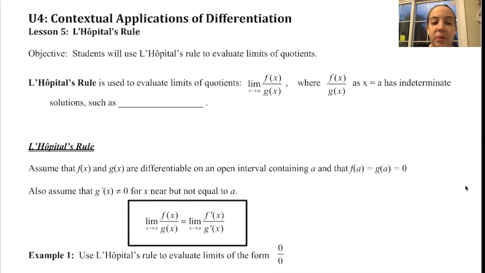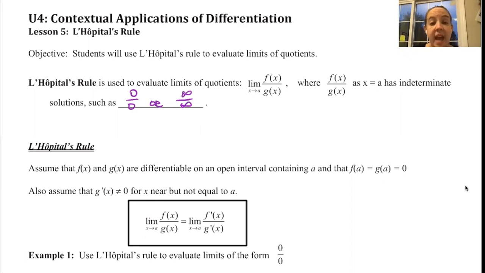So L'Hopital's rule is used to evaluate limits of quotients, where we have the limit as x approaches a of f of x over g of x, where f of x over g of x as x approaches a has an indeterminate solution, such as, and we've got two options for this, 0 over 0 or infinity over infinity.